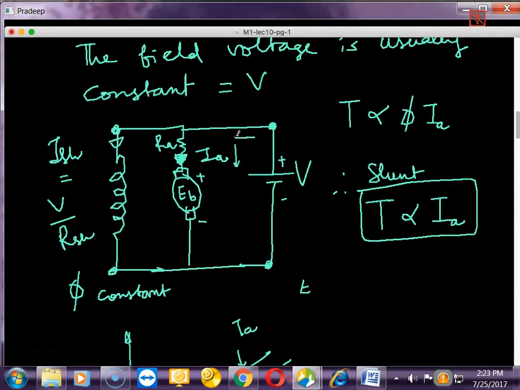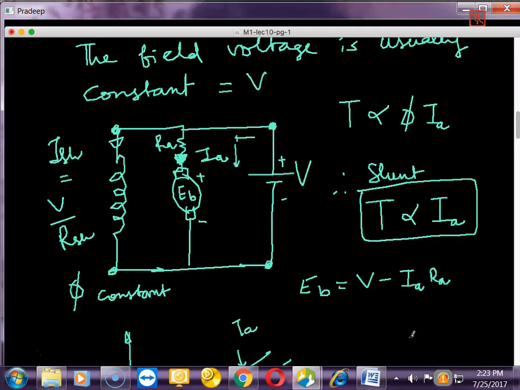Okay, so therefore EB is equal to V minus IaRa. So EB will be less than V. So therefore, if Ia increases, EB decreases. But because Ra is a very small value, the reduction is not severe.